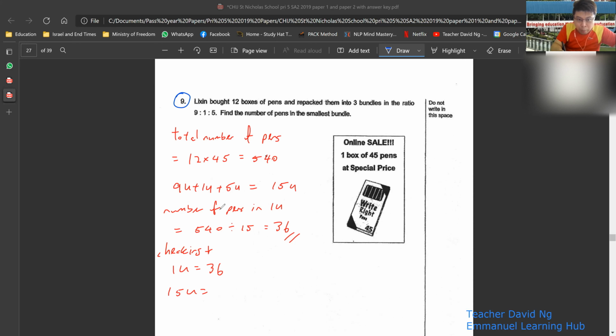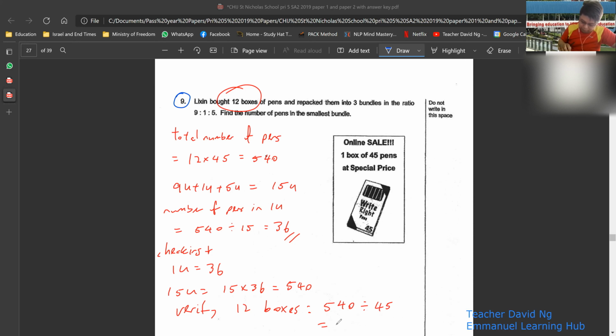So what you can do is you work backwards and see if you can get 12 boxes or not. Okay, so 15 units, right? 15 times 36, you can press calculator and make sure you press correctly. Then after that, you want to verify it's 12 boxes, right? 1 box 45, right? So verify 12 boxes, right? How to verify 12 boxes? How?